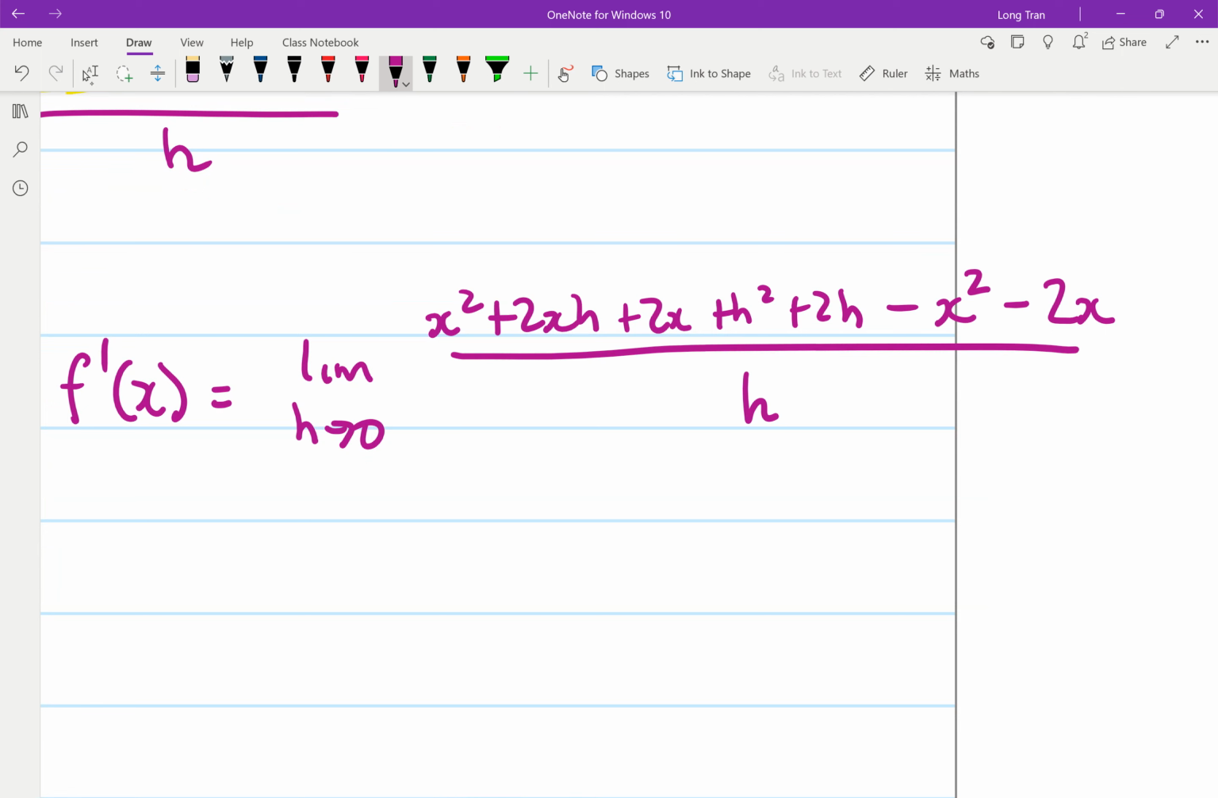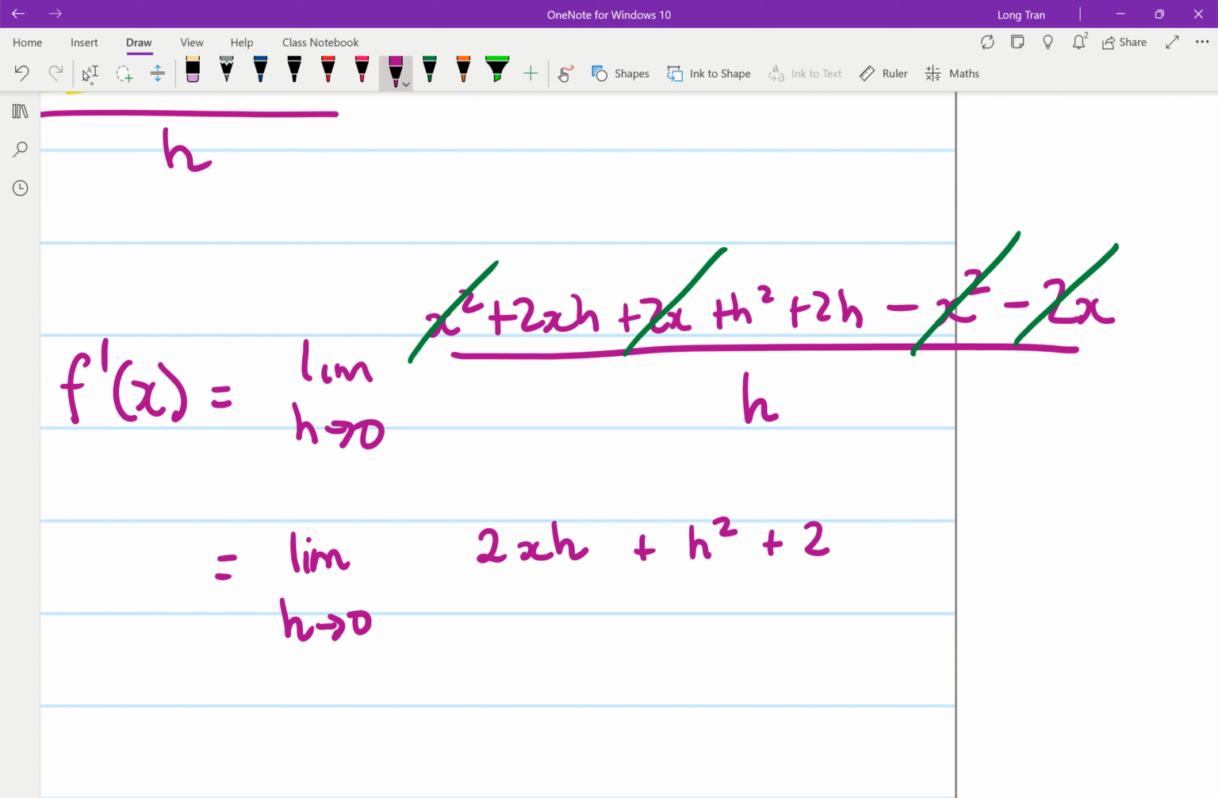If you simplify this correctly, you should be fine. Remember, don't forget to write limit of h approaches 0. Let's see what we can cancel out. X squared minus x squared cancels out to be 0. H squared, no, there's nothing there. 2x minus 2x cancels out to be 0. So what am I left with? I'm left with 2xh plus h squared plus 2h all divided by h.